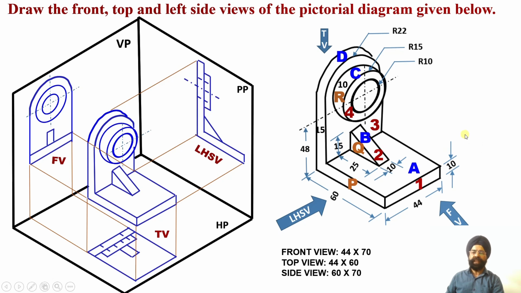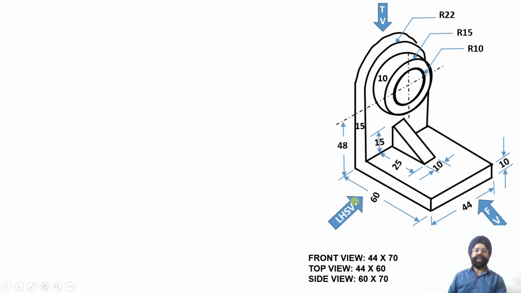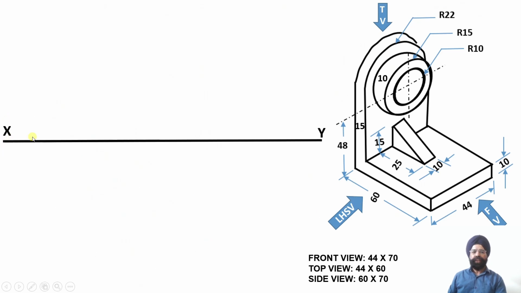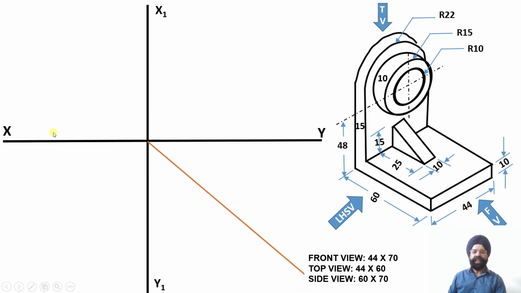Now let us start with the description involving the dimensioning of this particular solid. We are required to draw the front view, top view and left hand side view to dimension. First, draw the XY reference line, then draw the X1, Y1 reference line. This is my transfer line, and since we are required to draw the left hand side view, it will be drawn on the right hand side of the front view. The front view will be drawn above the XY reference line, and the top view of the solid will be drawn below the XY reference line.